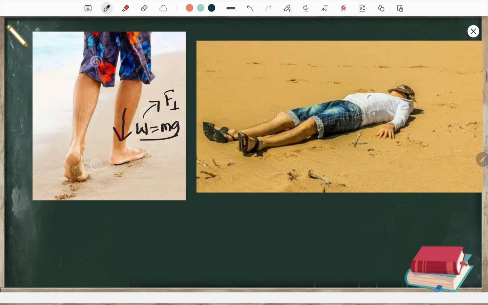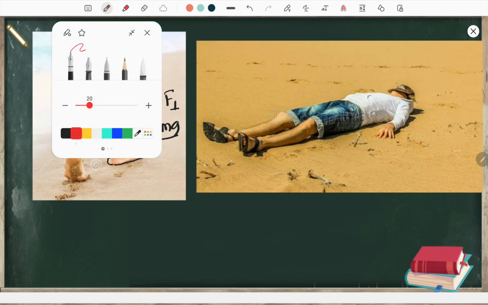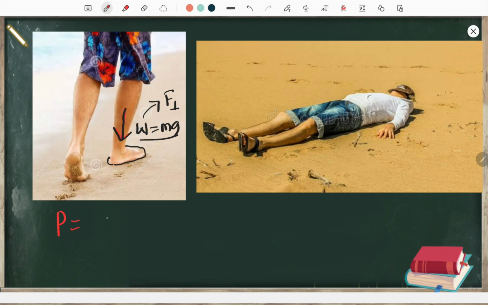Alright, and what is the area? Look at this, whatever his feet are there, how much area they are covering, that is the area. On that much area he is applying the force. So that's why here the formula for this pressure will be weight divided by area, correct?